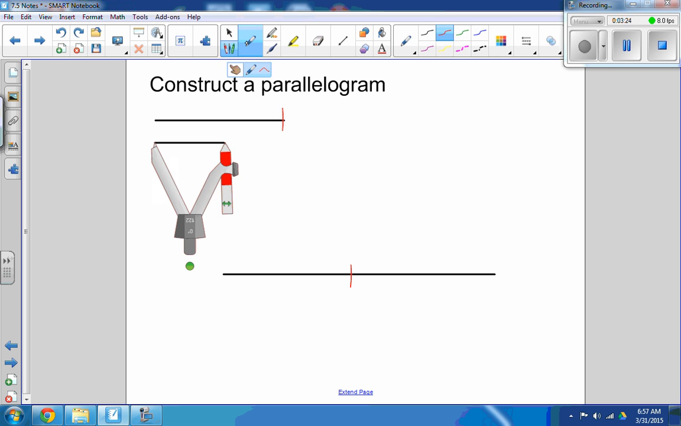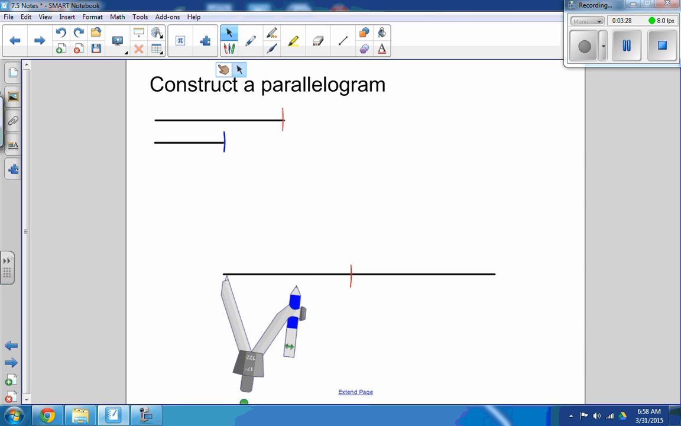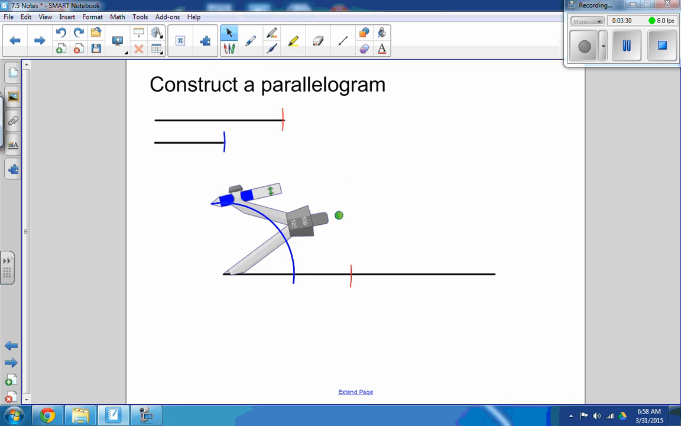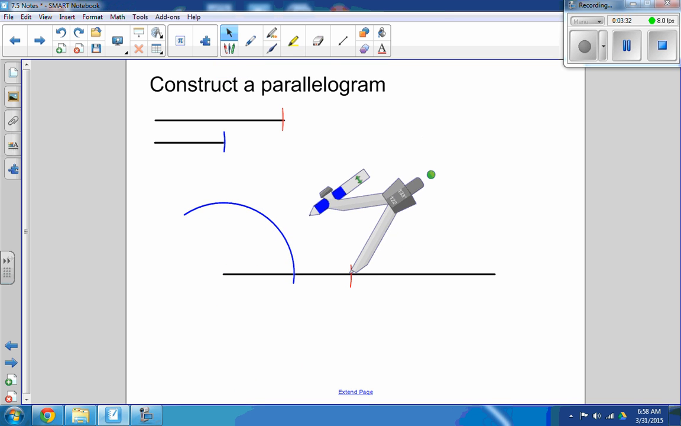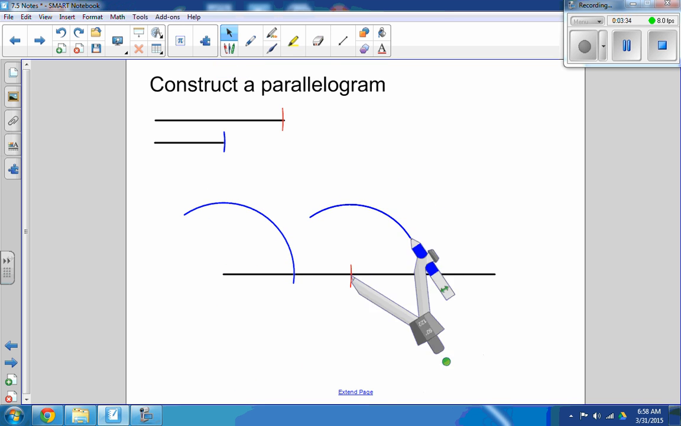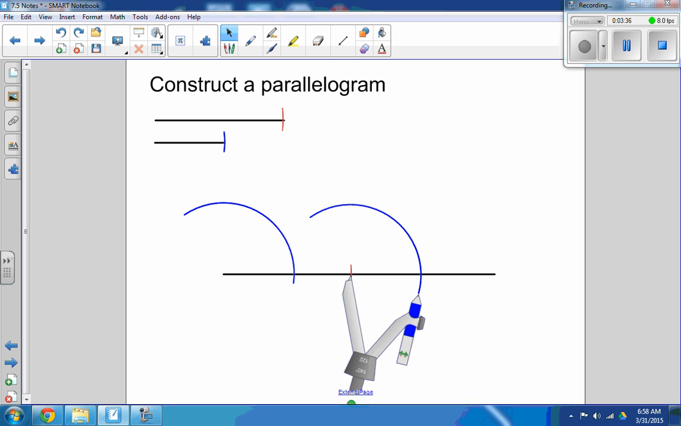I'll do this in blue. Now I'm going to make a big arc. I'll do a big arc on this side as well. Now pick a point on your blue line, on your blue arc. So I'm just going to pick a random point here.